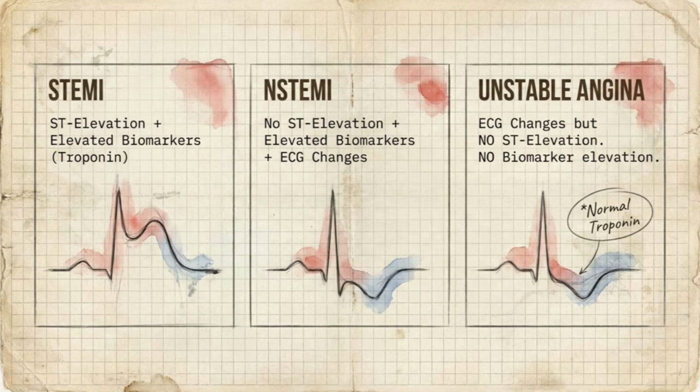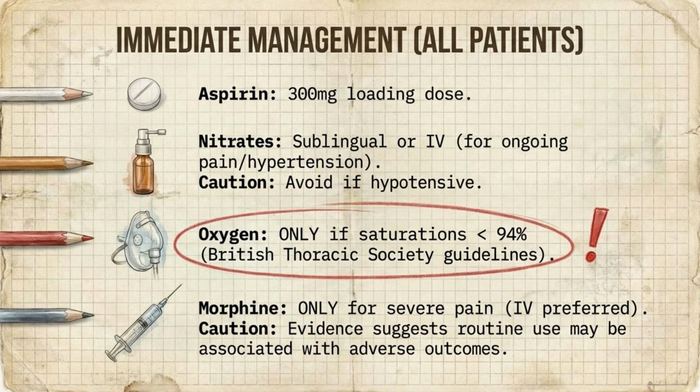Before we go down those different paths, we have to talk about what you do in the first 10 minutes for everyone. And this is where things have really, really changed. I remember learning the acronym MONA. Oh, MONA, yes. Morphine, oxygen, nitrates, aspirin. It was gospel. But looking at the 2020 guidelines, MONA is pretty much been dismantled. It's a great example of how medicine evolves.